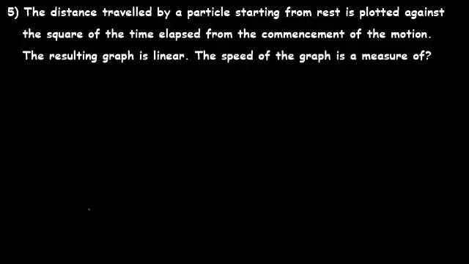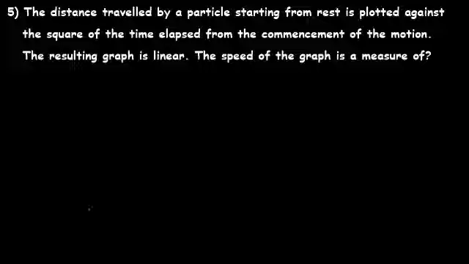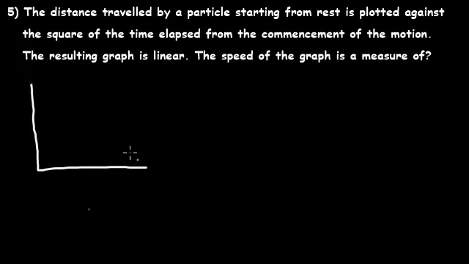So now, let's begin. Let's say the distance is plotted against the square of the time. So that's a distance-time graph. Okay, let me draw the graph. Since y is plotted against x, the distance is on the vertical axis, or the ordinate axis, while the square of the time is on the abscissa axis.